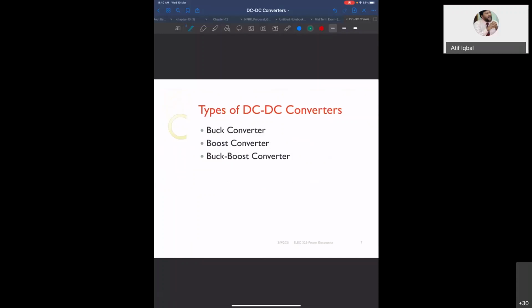There are three types. These are called the buck converter, boost converter, and buck-boost converter. In the buck converter you reduce the voltage, in the boost converter you increase the voltage, and in the buck-boost converter you have both functionalities. You can change from the buck mode to the boost mode. Both modes are available.